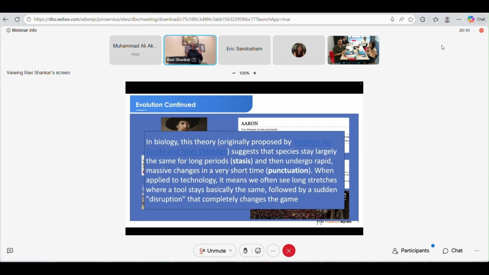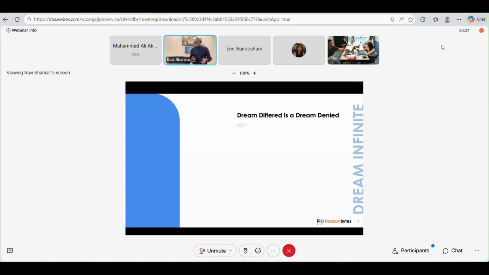So what I would like to tell you is that you can see an evolution happens from one period to another period, but there is a pause in between, and then a disruptive technology comes in. A game changer comes in. We call it punctuated equilibrium. And today's game changer, obviously, is AI.